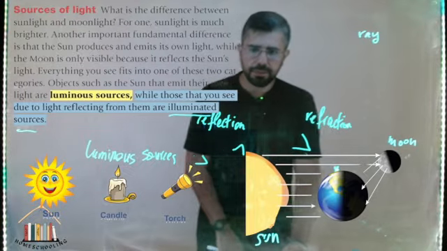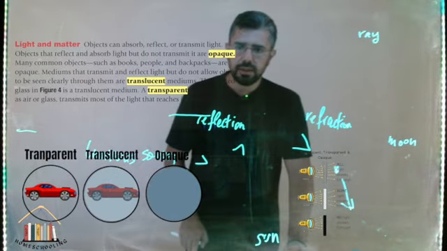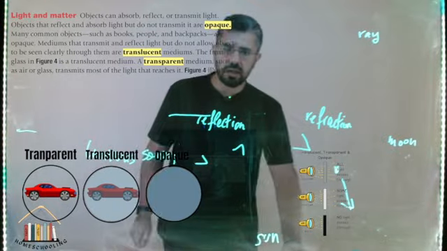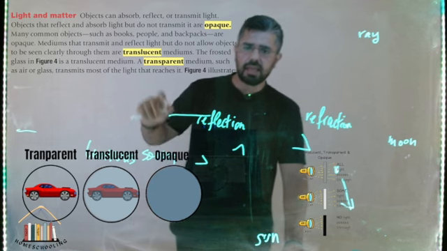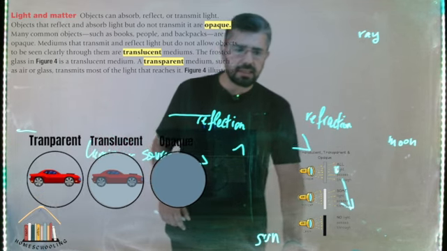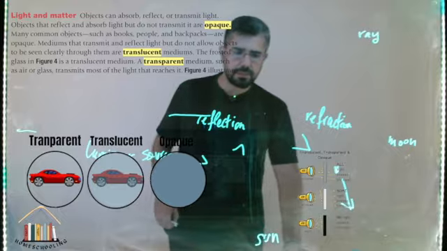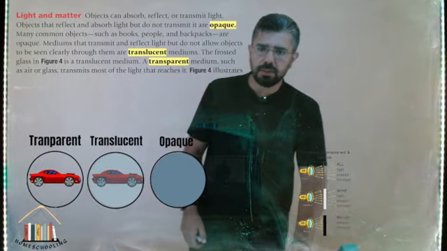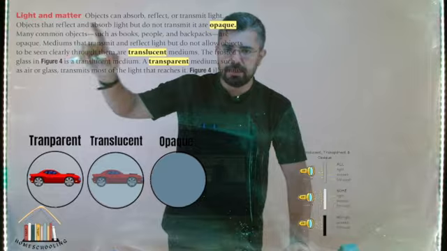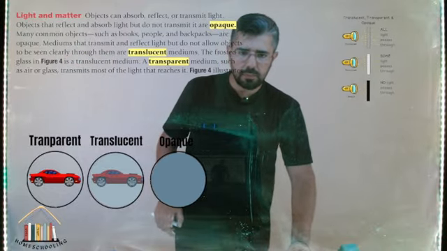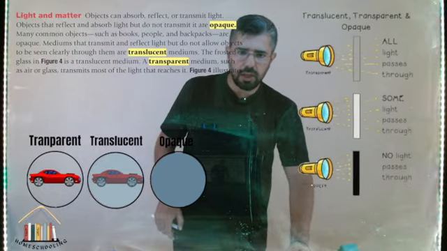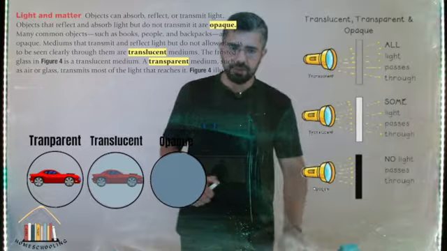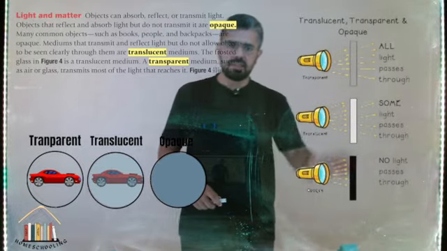We continue. We continue with the ray model of light, talking about transparent, translucent, and opaque objects. Let's clean the board now. So we continue the ray model of light, but talking about light and matter. We continue talking about the objects. We have three types of objects when talking about the light and its behavior when hitting such objects.